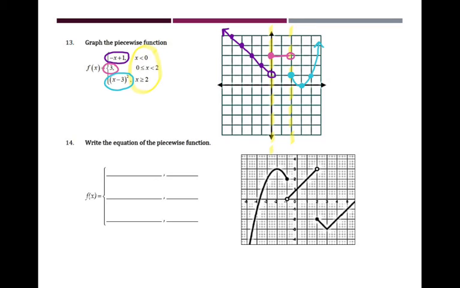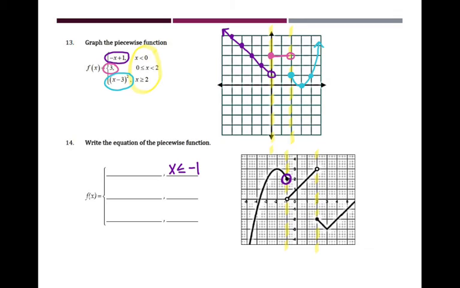For number 14, it's going backwards. So this time I have my graph and I want to write out the piecewise function. One thing I notice right away is where my boundaries are. So it's where my graphs break. And so for my first graph, that is everything to the left of negative 1. So that is going to be for x is less than or equal to because of the closed circle. So I'm going to say x is less than or equal to negative 1.